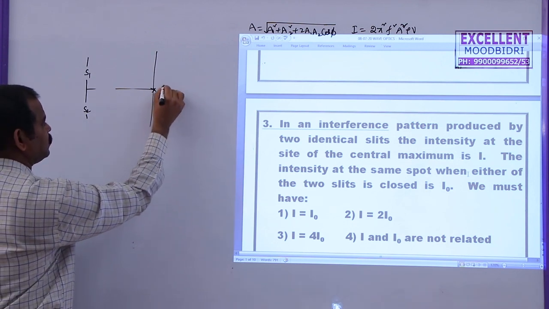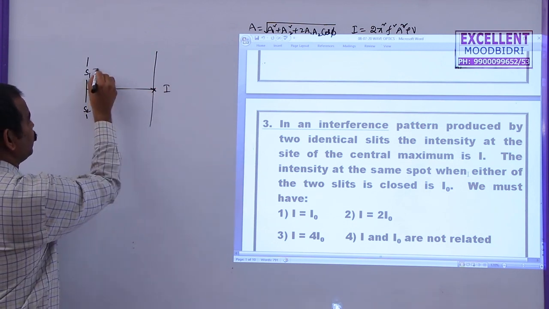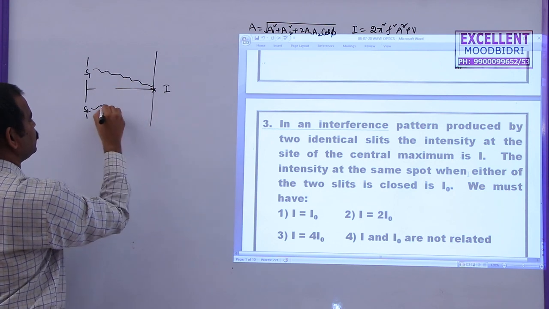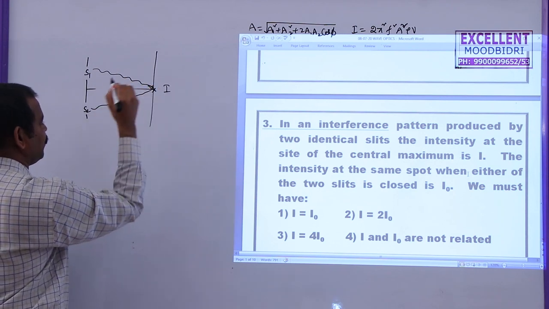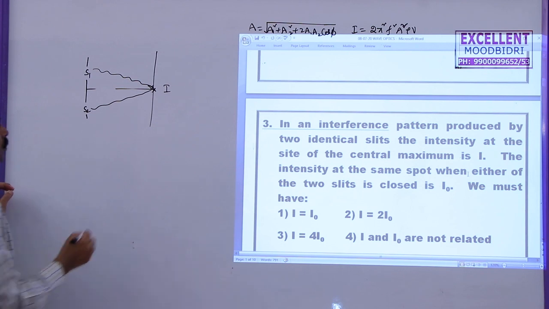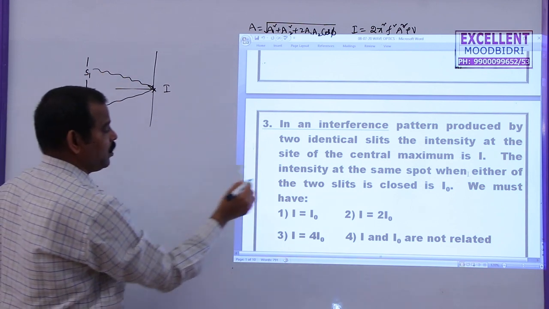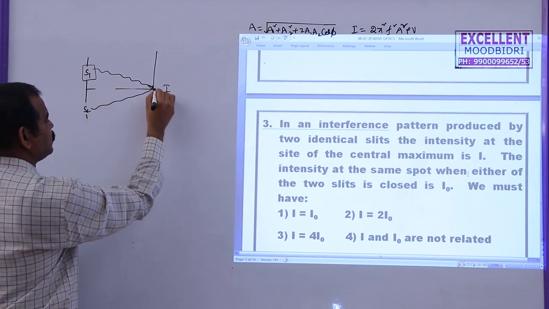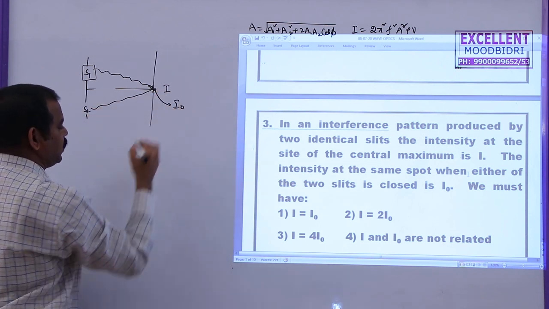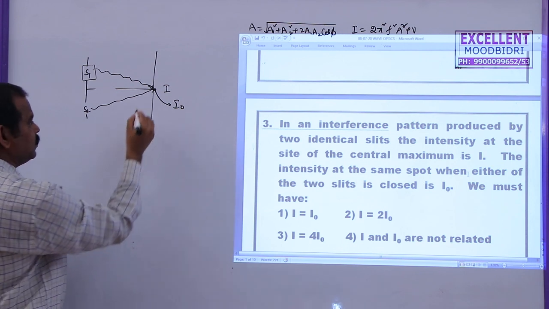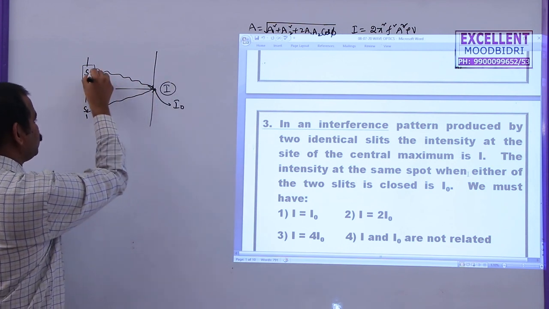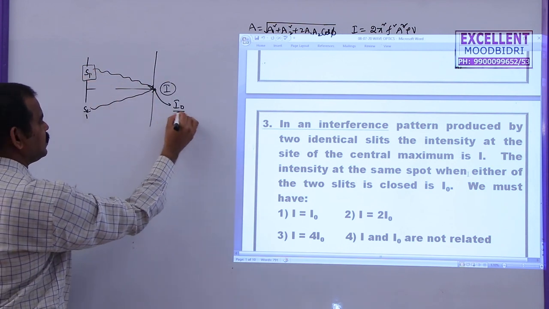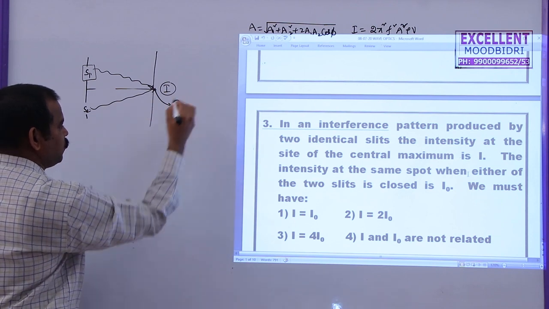Now here the intensity is found to be I when waves from this one and this one are coinciding, that means combined together, coinciding with each other. So what is the intensity when one of them is closed? If one of the slits is closed here, then the intensity at the same point is found to be I naught. We know that this is the resultant of two intensities, but this is the resultant of only one. That means the intensity of one slit.